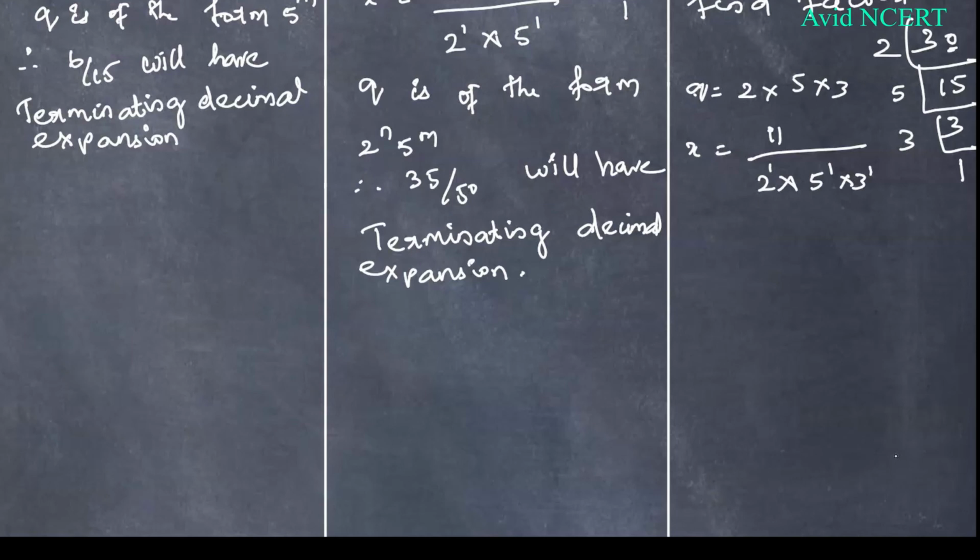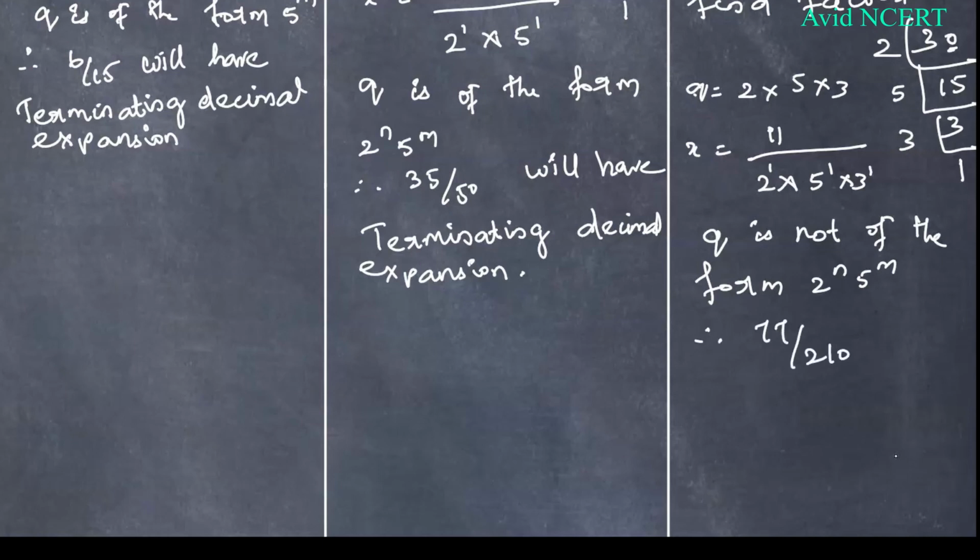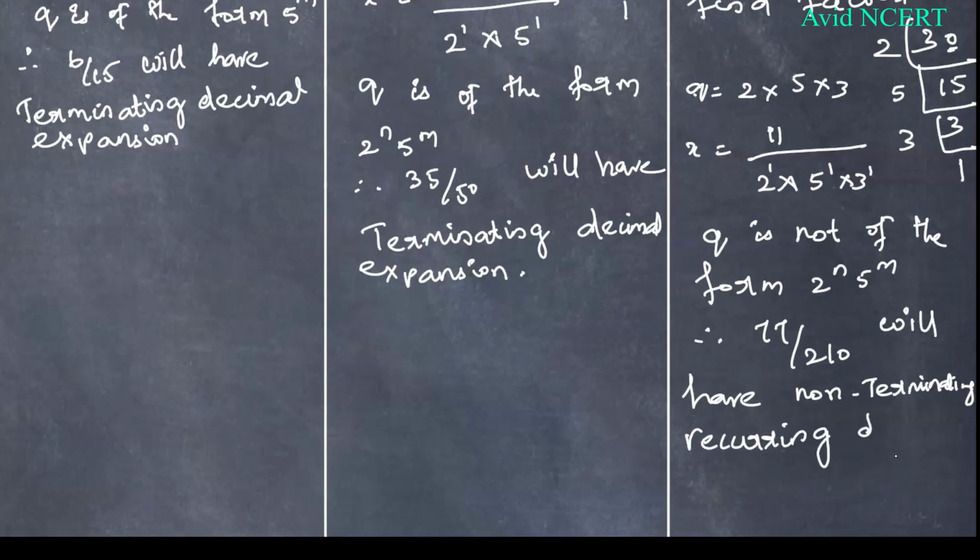So we can conclude like this. Here q is not of the form 2 power n and 5 power m. Therefore, 77 by 210, copy from the question, will have non-terminating recurring decimal expansion.